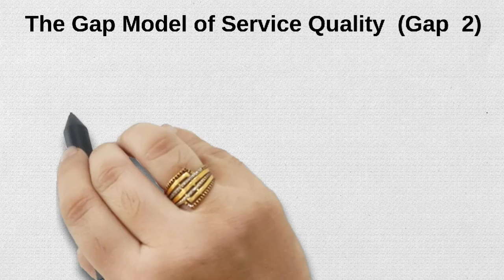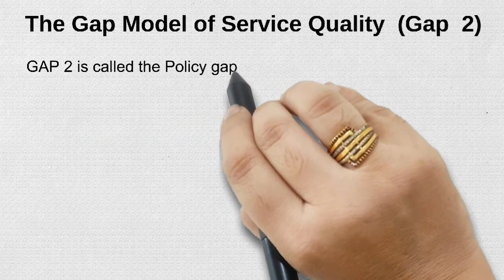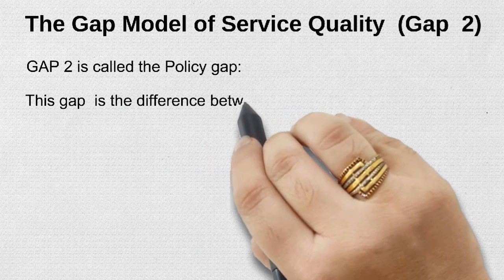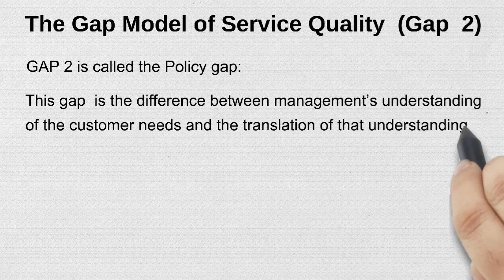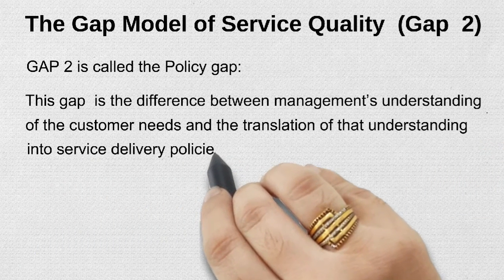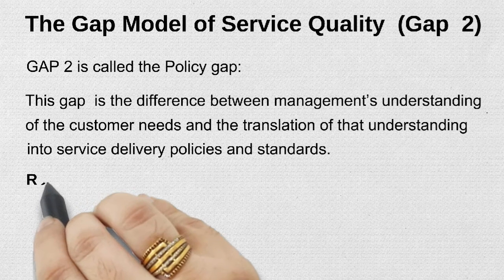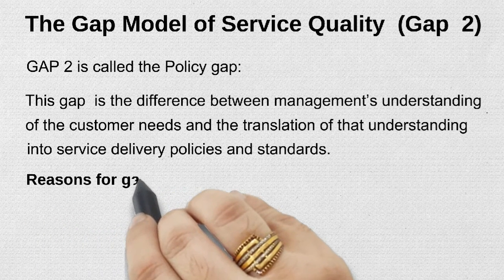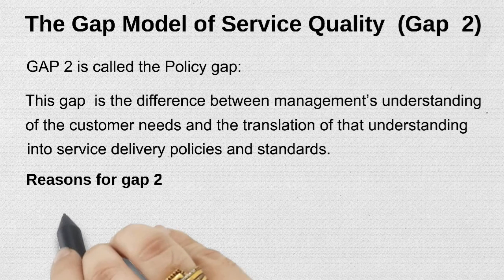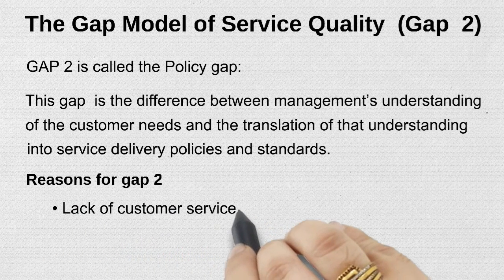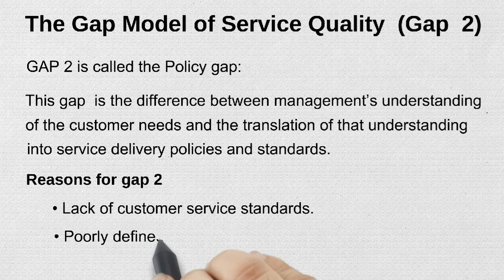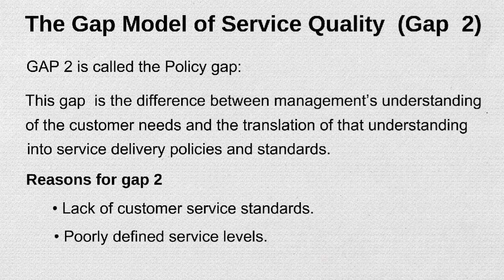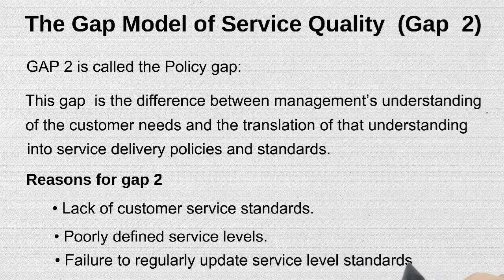Now looking at gap 2, which is called the policy gap. As we just saw, this is the difference between management's understanding of customer needs and the translation of that understanding into service delivery policies and standards. Reasons for gap 2: lack of customer service standards, or poorly defined service levels, or failure to regularly update service level standards.